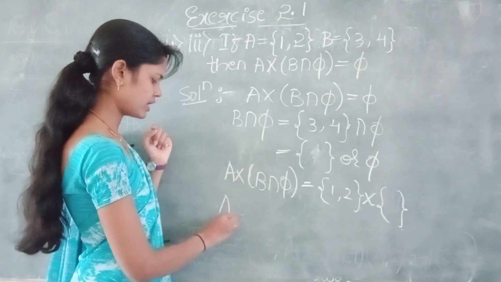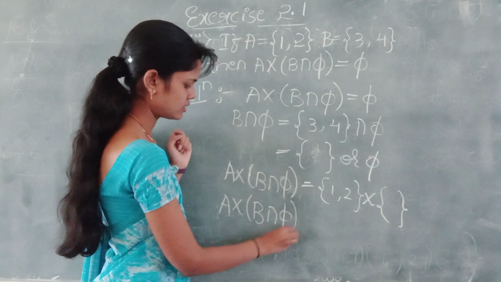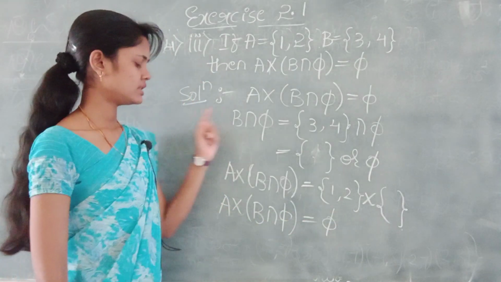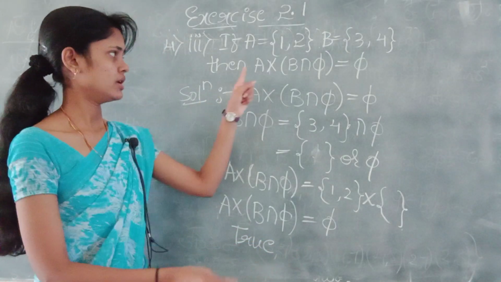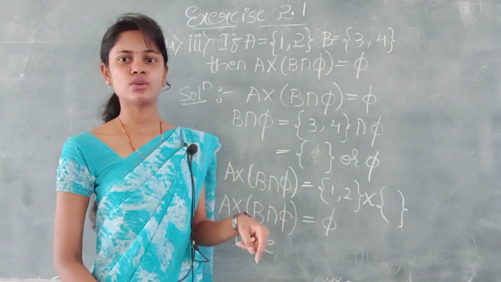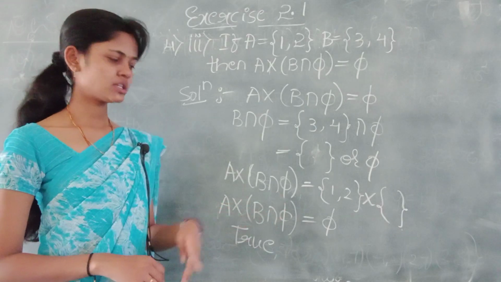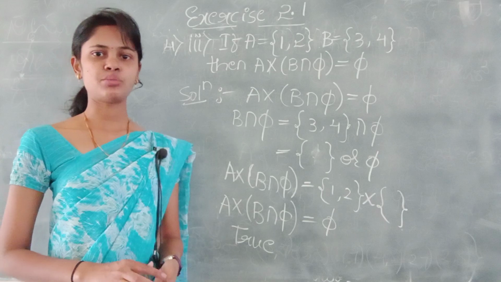Therefore, what can we write? A cross B intersection null set is equal to null set. Right? Then the given statement is true. Already they have given A cross B intersection null set is equal to null set. What we got here? A cross B intersection null set is equal to null set. Therefore, the given statement is true.